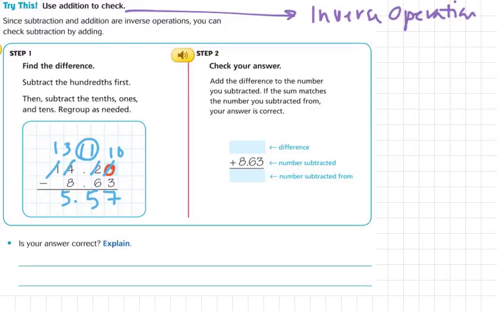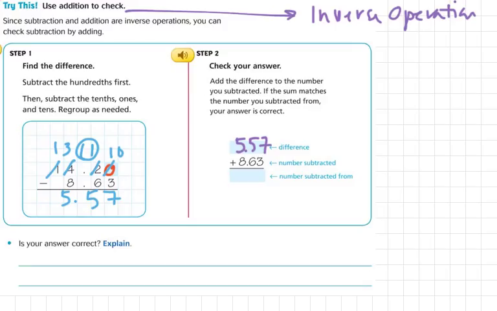Also, boys and girls, in step 2, we're going to check our answer. Remember, we're going to check using inverse operations. The inverse of subtraction is addition. So notice we're going to take the difference, which is the answer here, and put it in this box here. So we have 5 and 57/100. Notice I lined it up using place value. So now the number subtracted from, which should end up to be the 14 and 2/10, should be what we're going to get on the top.